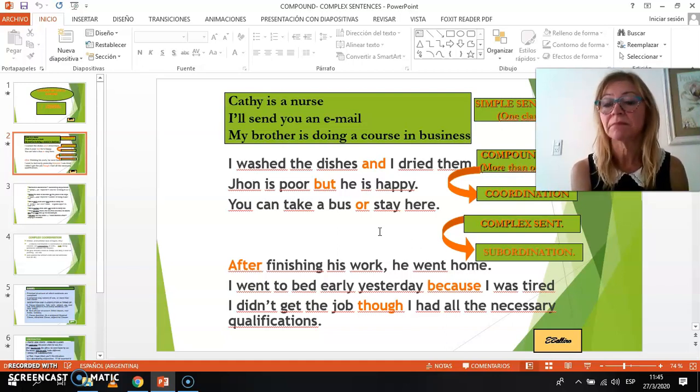So we can say that in sentences connected by a coordinating conjunction, the clauses stand at the same hierarchical level. They are independent clauses and they can stand on their own, while in subordination there is always one clause that is dependent on the main one, and in isolation that clause will not have meaning. It will not be meaningful.